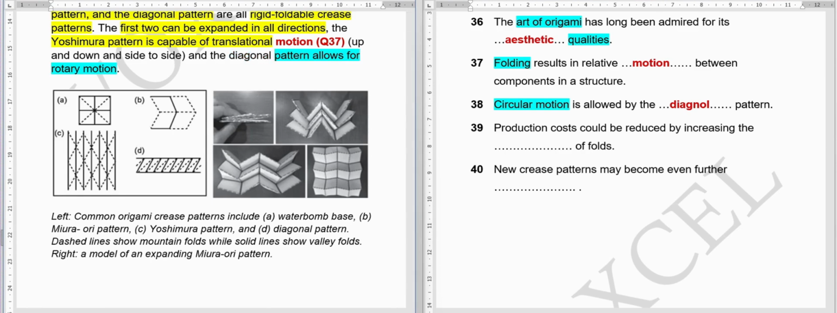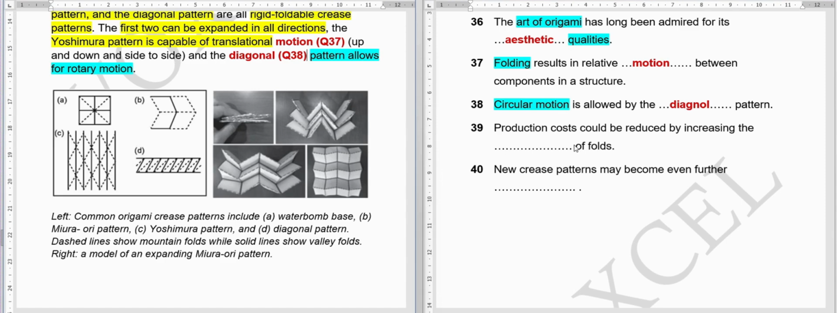So let me mark the option, then I will explain it to you a bit more. Okay, so here they are saying circular motion is allowed by the dash pattern and the diagonal pattern. So this particular pattern allows for rotary motion, and rotary motion is basically circular motion. I hope it is clear.